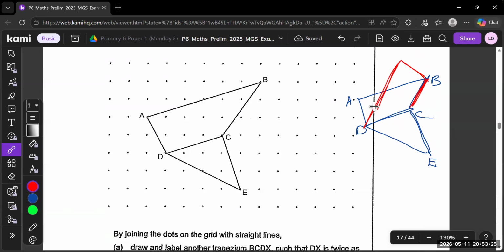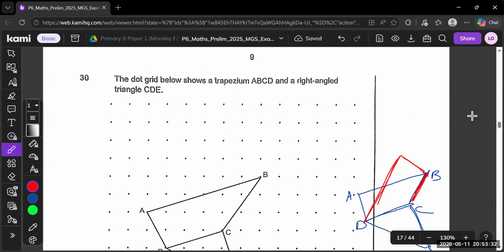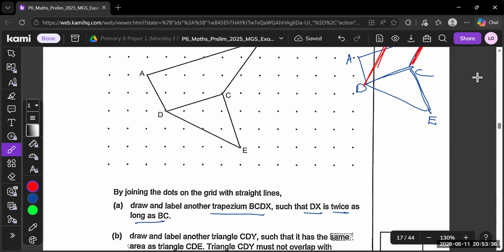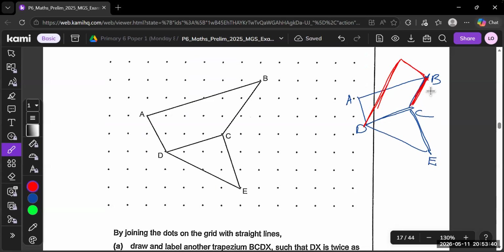So, you can see the two trapeziums overlap, but the question never says they cannot overlap. The question never says the drawing cannot overlap. Sometimes the question will tell you cannot overlap, but this one never says, so you can overlap. All right, once you understand how to draw, then do the real thing.